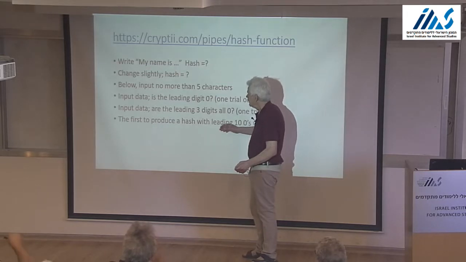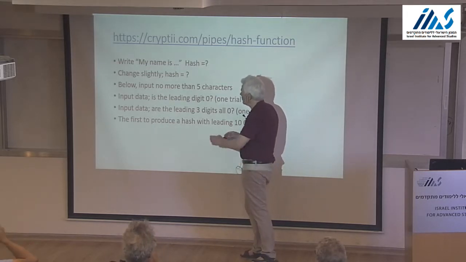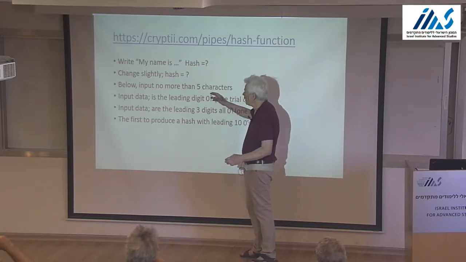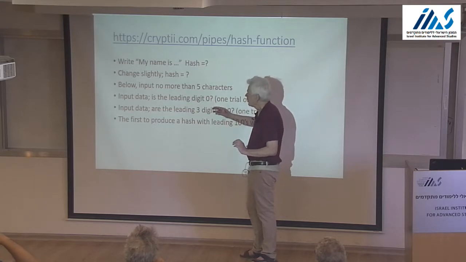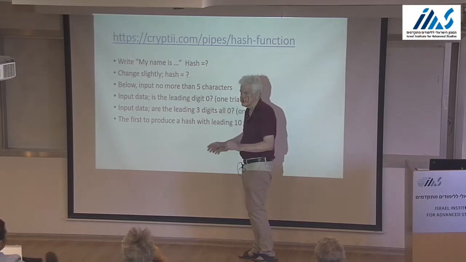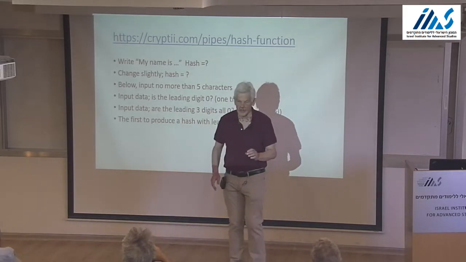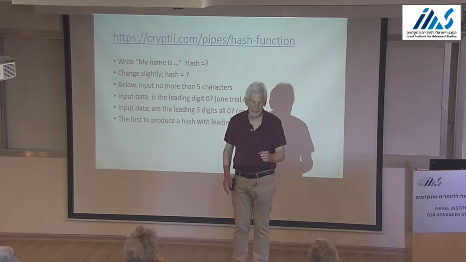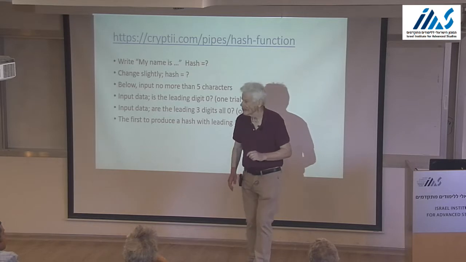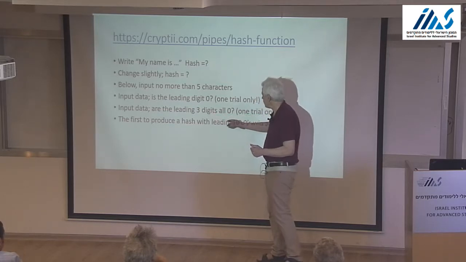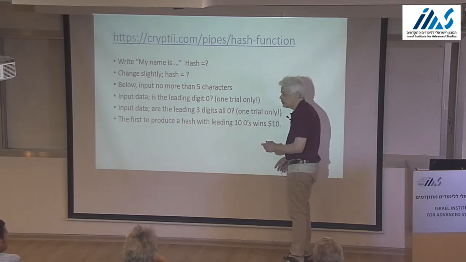And then, okay, let's think about something else. Suppose you can put in an input, the 5 characters. This was meant for classroom presentation, so it's not going to happen here. You put in an input, and the question is whether the leading digit is 0. Suppose the hash is presented in binary form. About half turn out to be zeros, and about half turn out to be ones. So the probability of getting a leading digit 0 is half. If you want the leading 3 digits to be 0, then the probability is what?